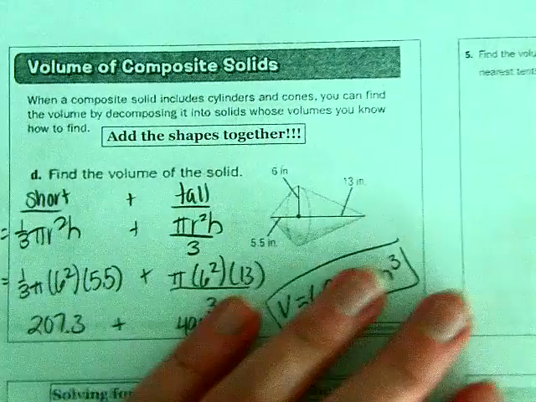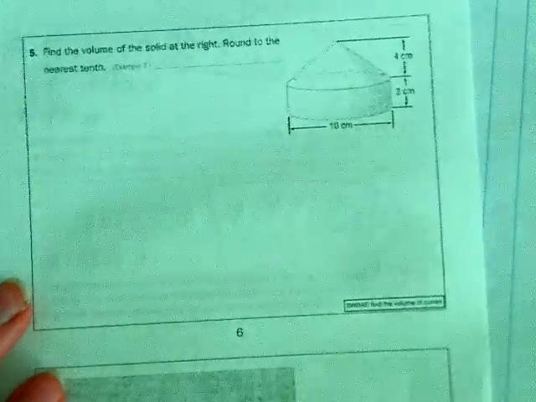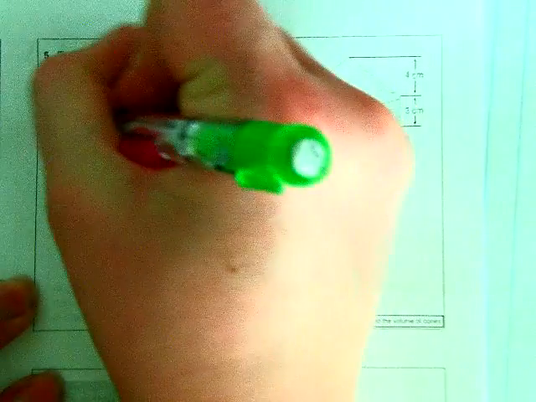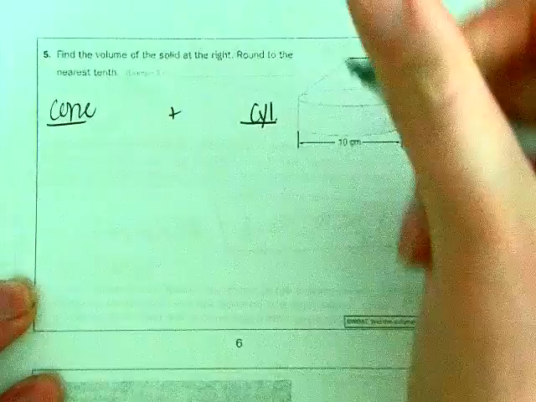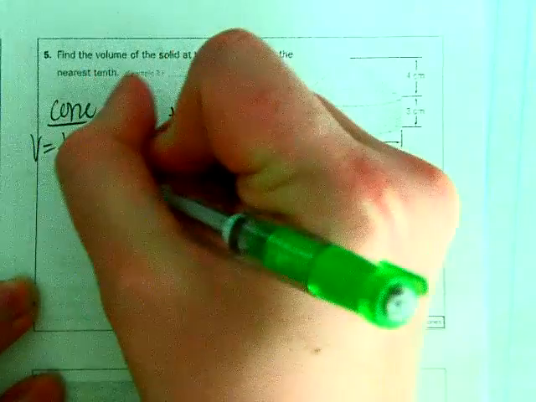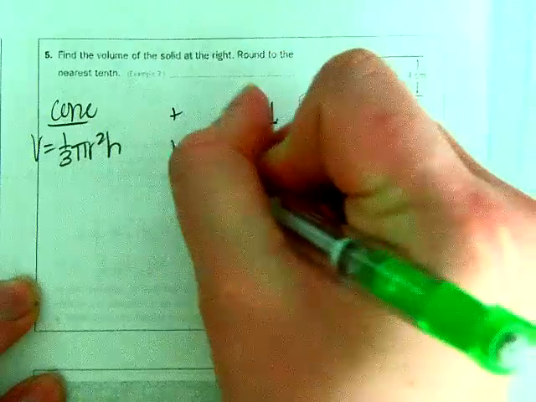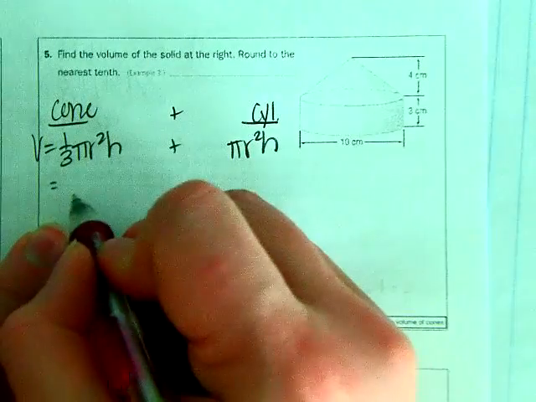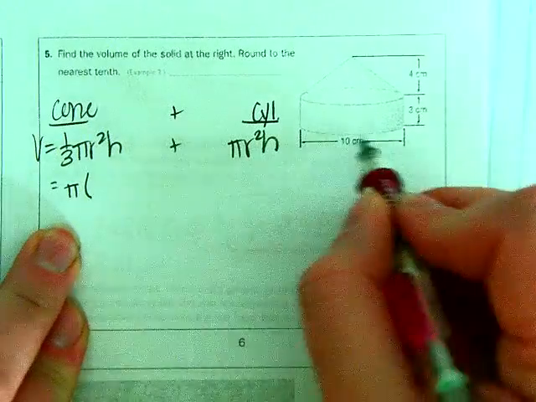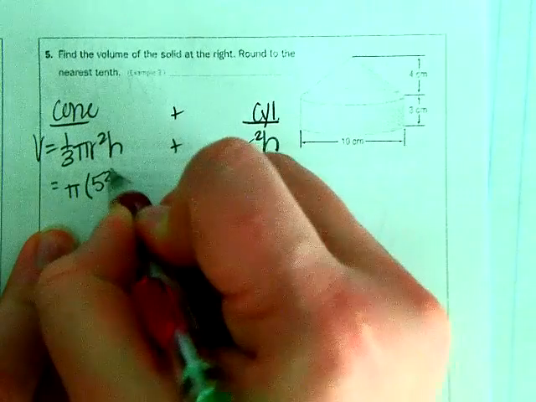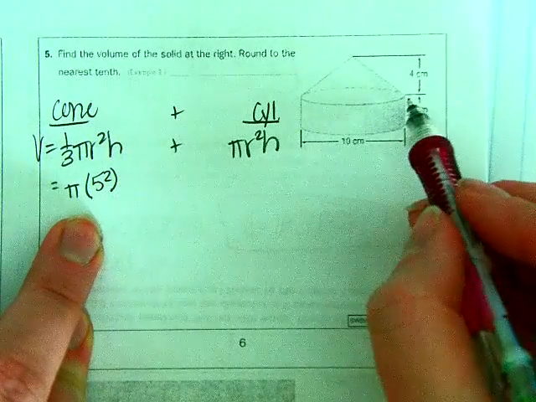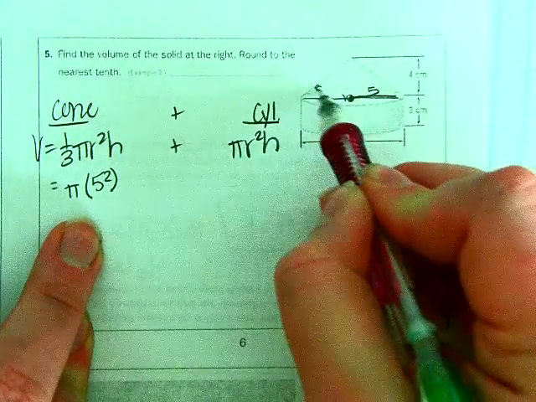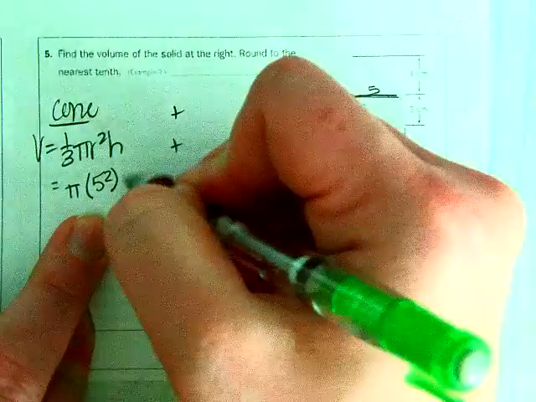Okay, one more with composite solids. Slide 6. Find the volume of the solid at the right, round to the nearest tenth. Okay, so I've got a cone. I'm going to add to it a cylinder. So different formulas. 1/3 pi r squared h plus just pi r squared h. So pi times the radius, so the diameter is 10, so the radius would be 5. The height of the cone, because that distance would go here as well, and I only want half of it, so 5 and 5. The height of the cone is 4.